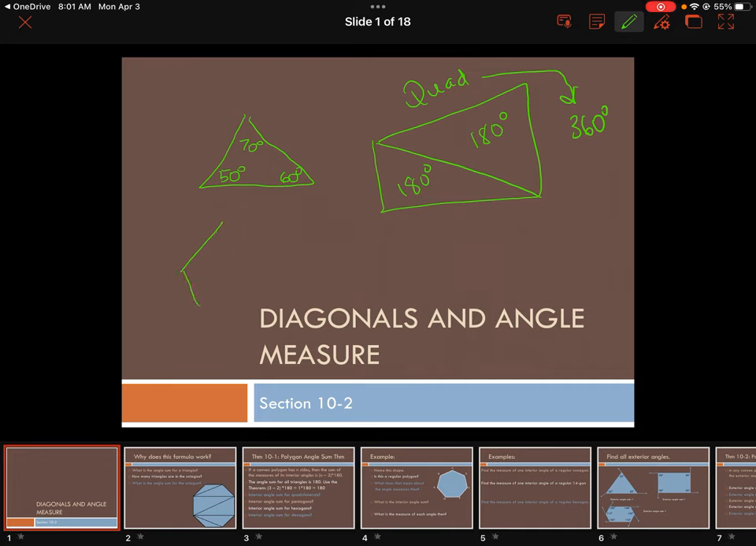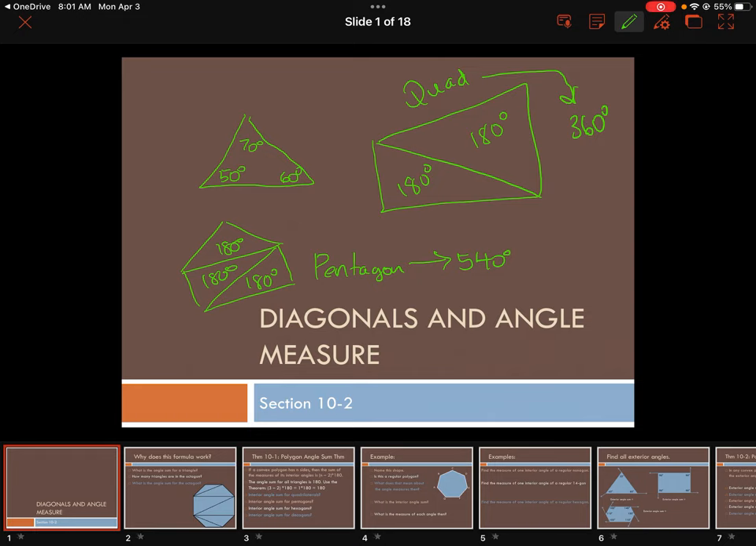And we could do the same thing for every single shape. There's a pentagon. If we would draw some diagonals on the pentagon, you end up with 3 triangles, 180 degrees in each one. So that means pentagons are made up of 3 triangles for a total of 540 degrees for the interior angle sum.